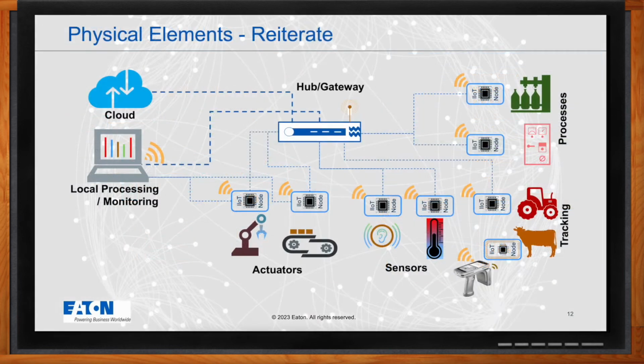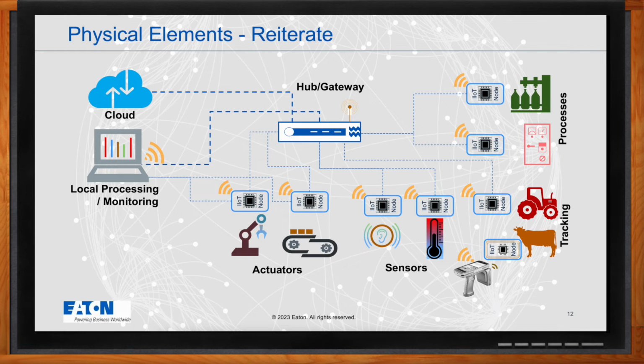Earlier in the presentation, we showed this block diagram, and in the previous slide, a block diagram of an IIoT node was shown. I'd like to highlight that Eaton Electronics offers products that can be used for designing IIoT nodes as well as hubs, computers, servers, and other electronics.